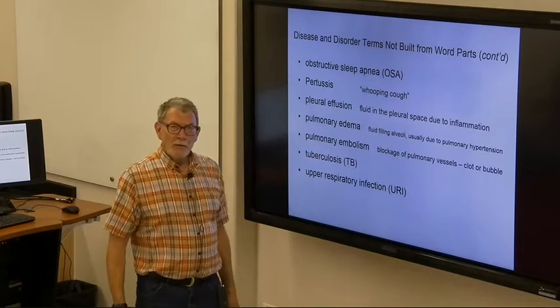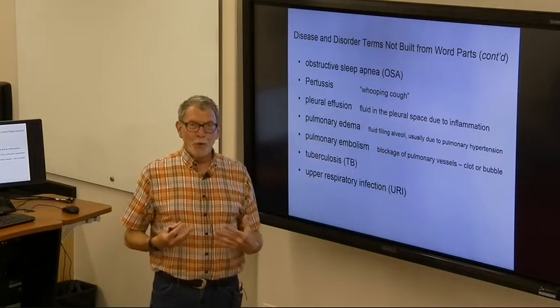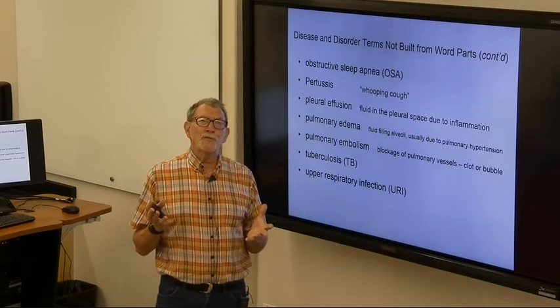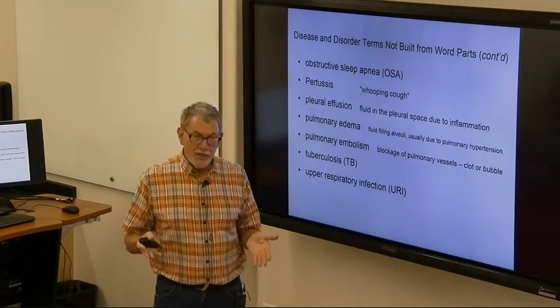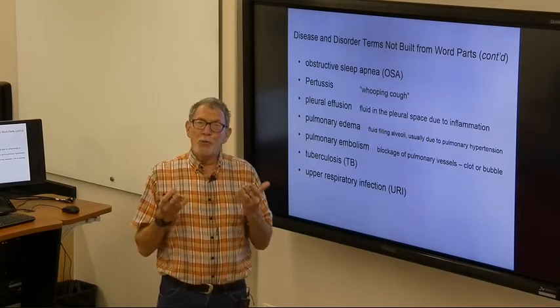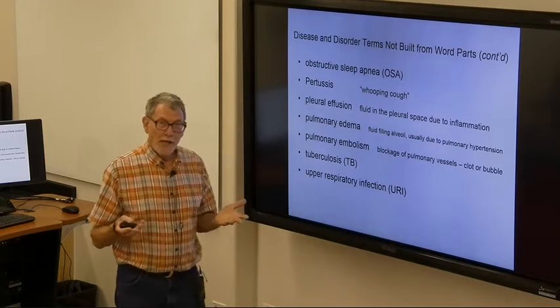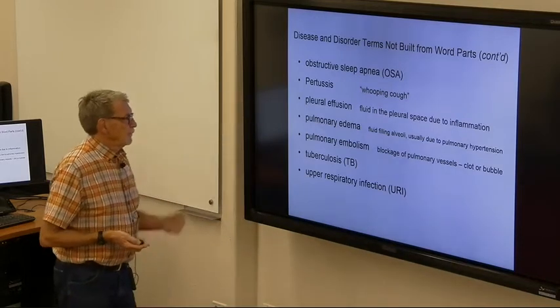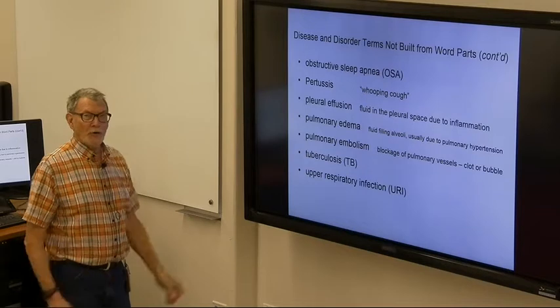Pulmonary edema is when pressure abnormalities in the lungs cause too much fluid to leak out of the capillaries and fill up your alveoli with water. And so you can't breathe. Kills a lot of people with heart failure.